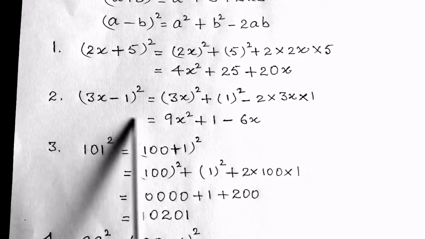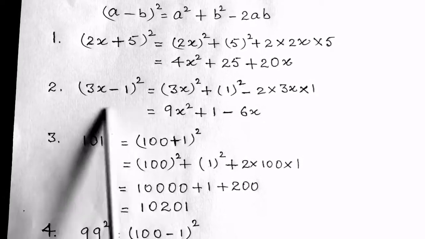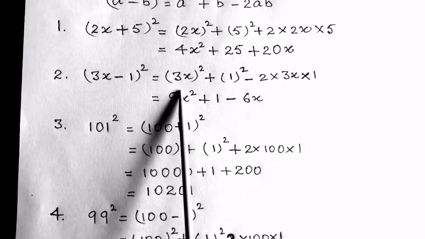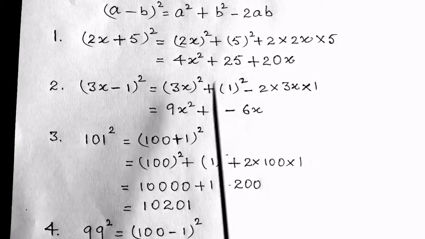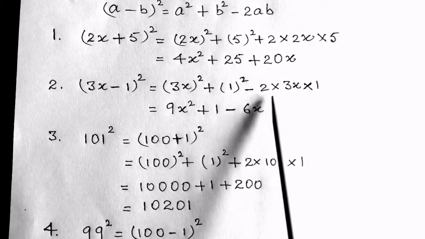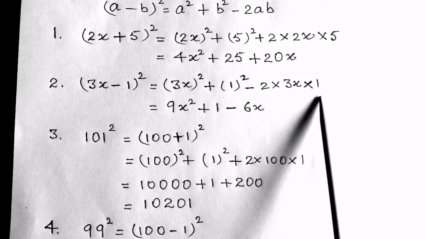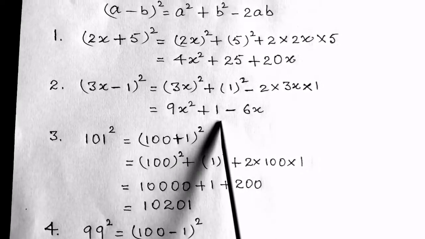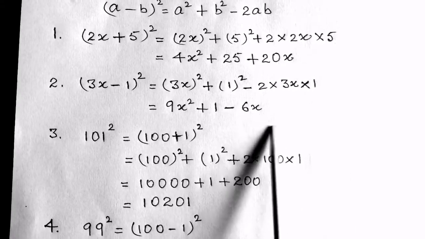Second, we have (3x − 1) whole square. So we use the formula (a − b) whole square, and what is that? a square plus b square minus 2ab. So that is square of first plus square of second minus 2 into first into second, right? So if you simplify, you get 9x square plus square of 1 is 1 and minus 6x.